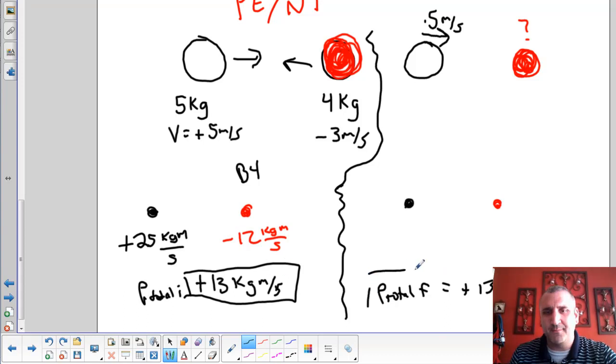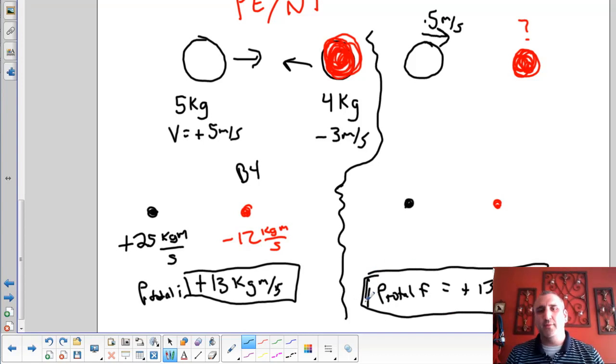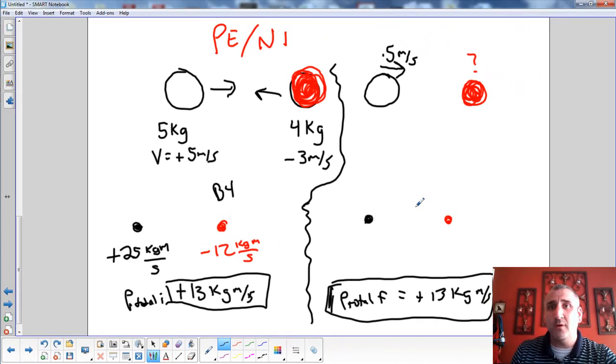Well, what you don't know is how you're going to break that 13 kilogram meters per second up between the black ball and the red ball. And that's why I said before, I have to tell you what one of these balls is doing. So what I tell you is the black ball is going 0.5 meters per second to the right, and we have a mass still of 5 kgs. We haven't changed the mass. These two balls haven't stuck together. They're not made of clay and going squishy. They're two marbles. So they're going to bounce off each other.